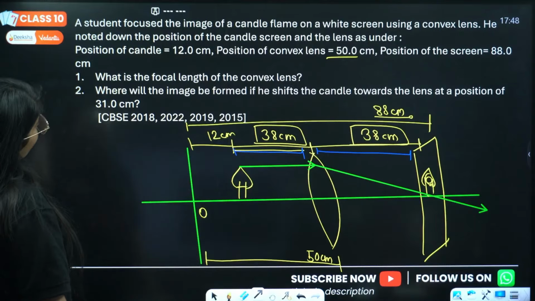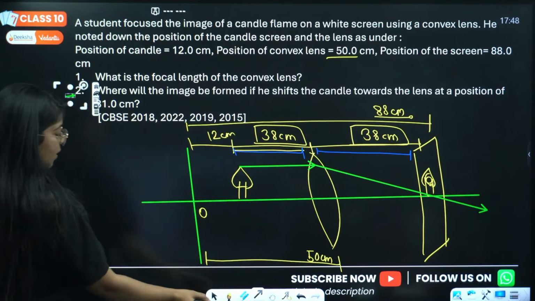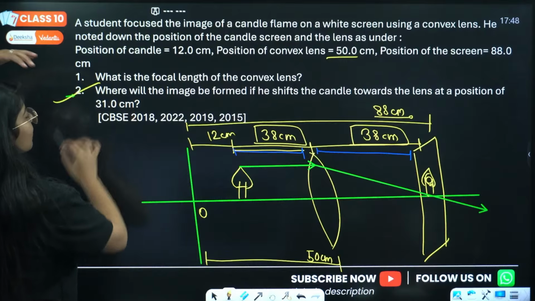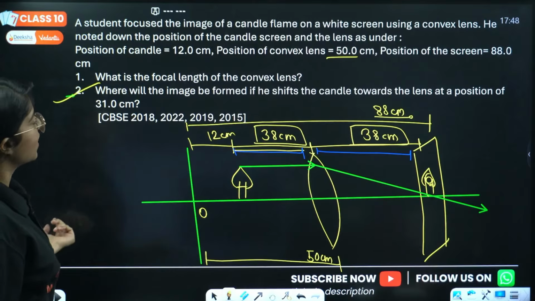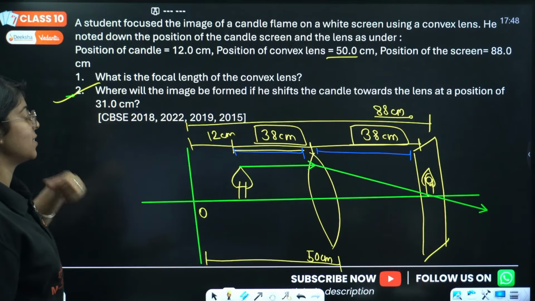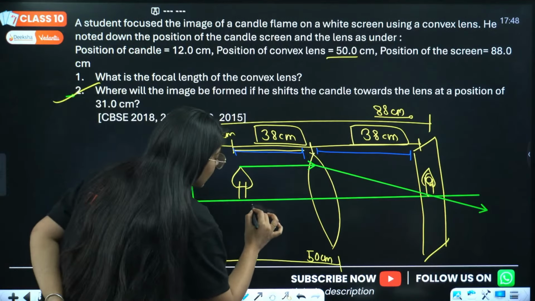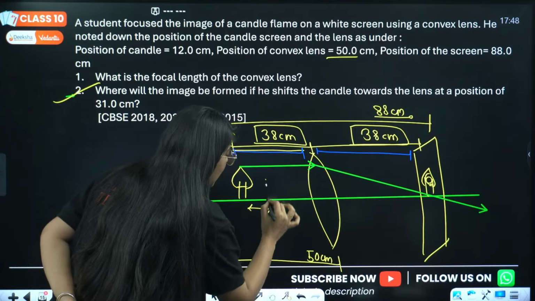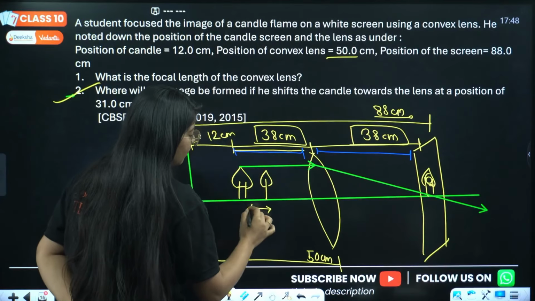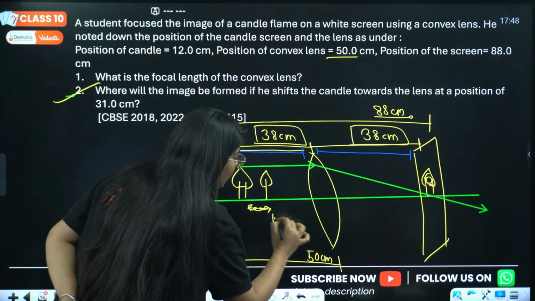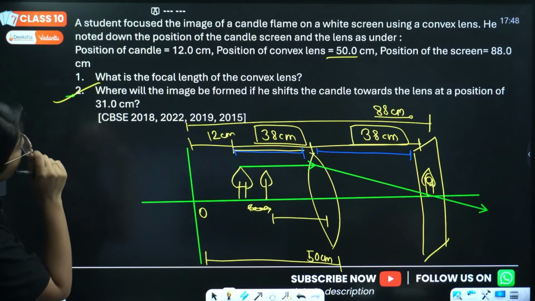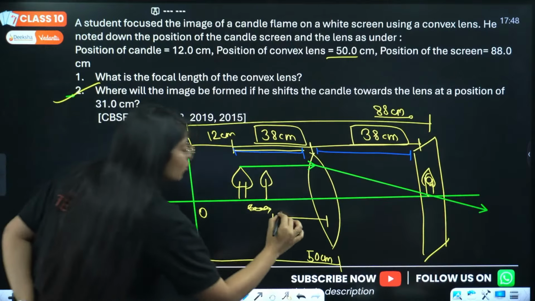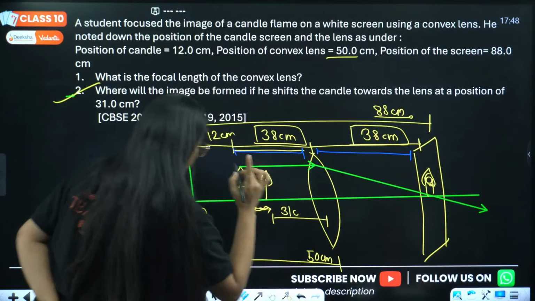Understood? Now we have the B part, which says, where will the image be formed if he shifts the candle towards the lens to a position of 31 centimeter? They are asking, what if now the candle is at 31 centimeter, right? So now the candle is at the position of 31 centimeter. So this is 31, no, wait.